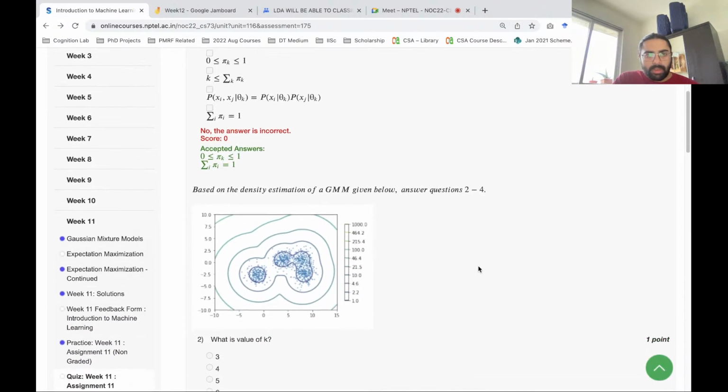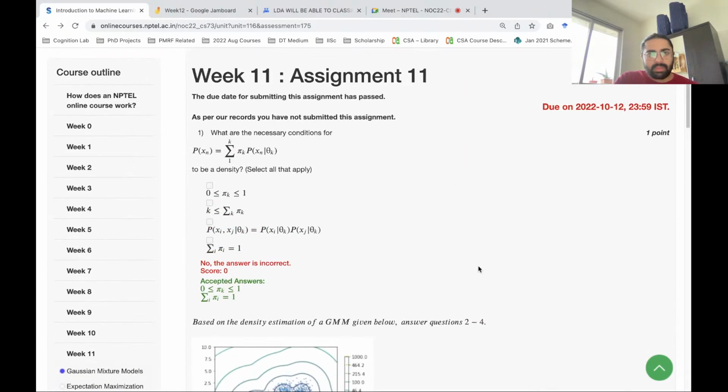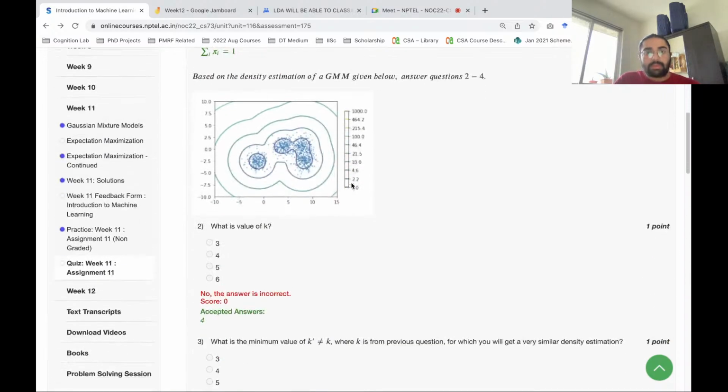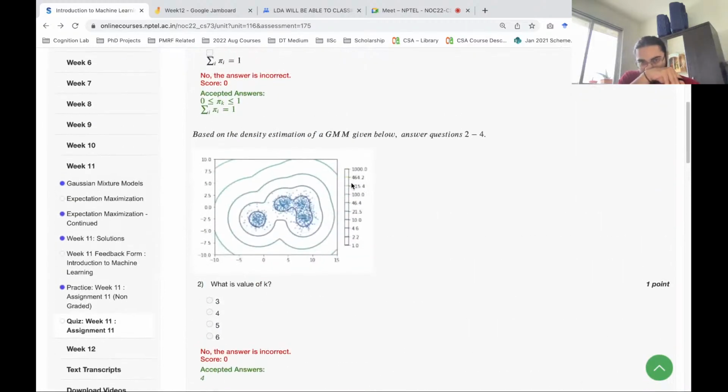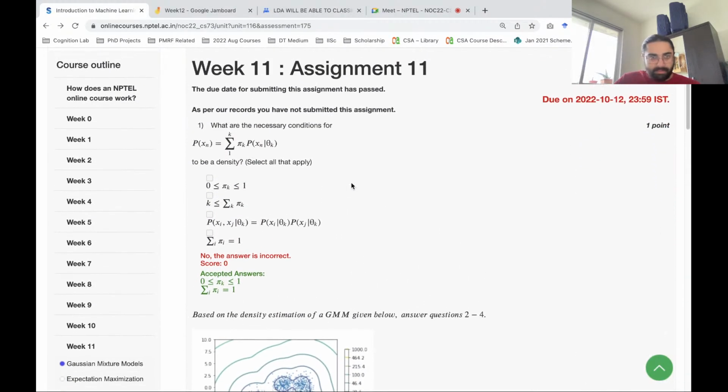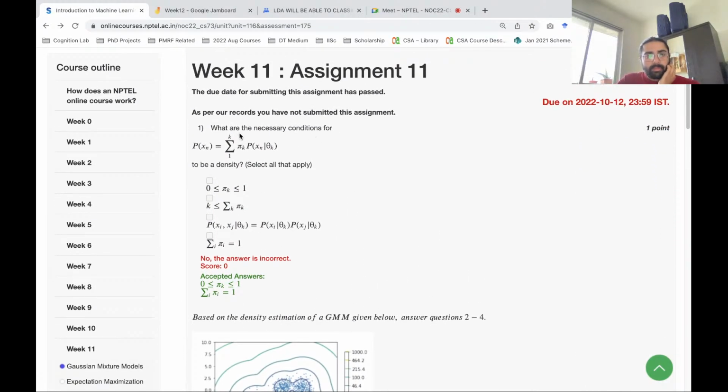Yes, sir. Okay. So the first thing is: what are the necessary conditions? K and K dash. Sorry, K and K dash, two problems. Got it. Yeah. Okay, sure, we will do that. So question 2.24 on assignment 11. Yes, I got that. Okay, so this question, by the way, we'll come to that.